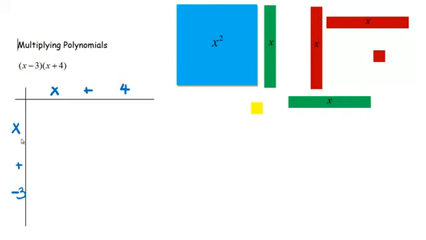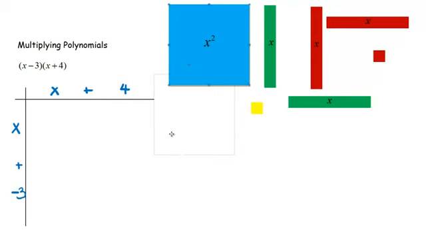All right, so now we're just going to multiply these things. And this is called the area model because we're going to find the area of this rectangle that is x plus 4 long and x minus 3 wide. So there's my big blue x squared place. Okay, so x times x is x squared. So he goes right there.